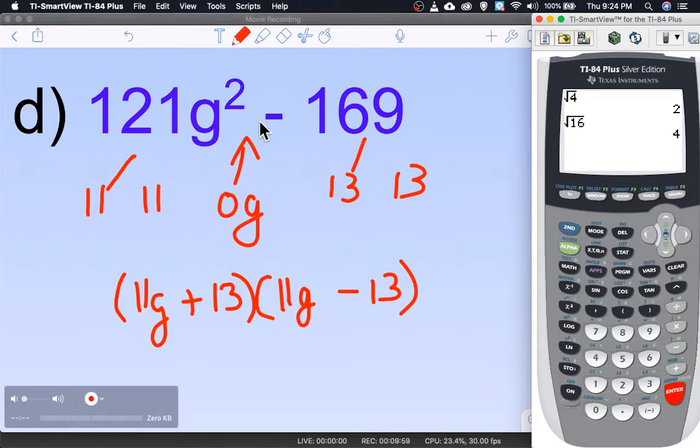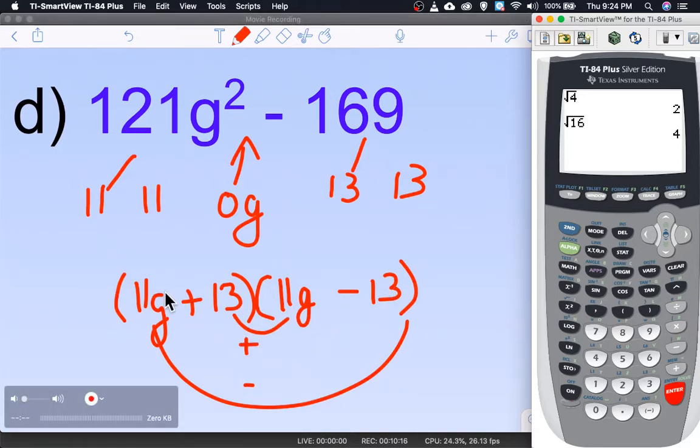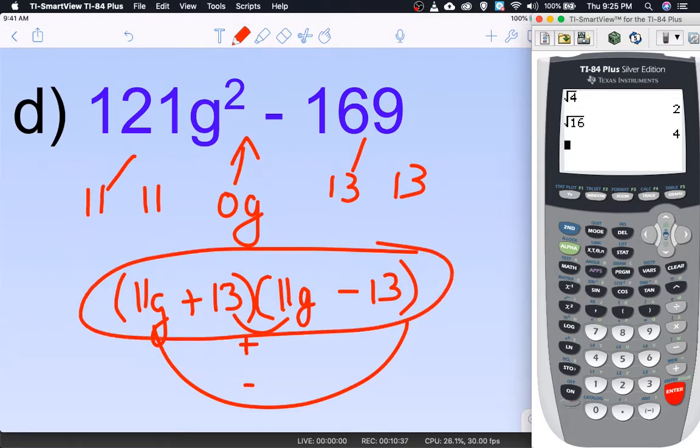Now, as always, I'm going to do a quick check mentally. 11 times 11 is 121 g squared. That's good. That gives me a negative. Actually, I don't even know what that is. But I know that's going to be a positive of the same thing, and they're going to cancel out. I mean, 13 times 11 is the same thing as 13 times 11. One's negative, one's positive. They're going to cancel. I don't even care what they are. They're going to cancel, and I'm going to get 0 g's in the middle. And then a positive 13 times a negative 13 is negative 169. So that is my answer. That is what we get if we factor letter D. And hopefully you got the same thing.